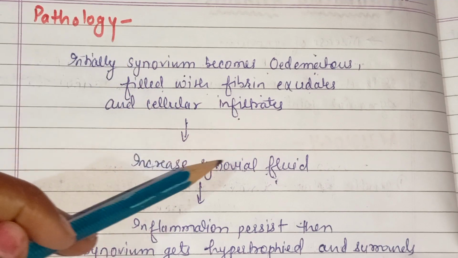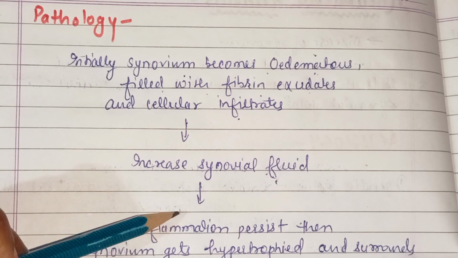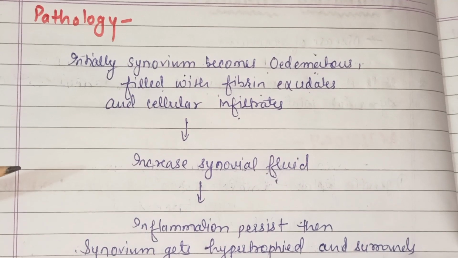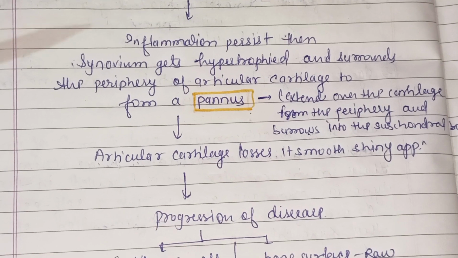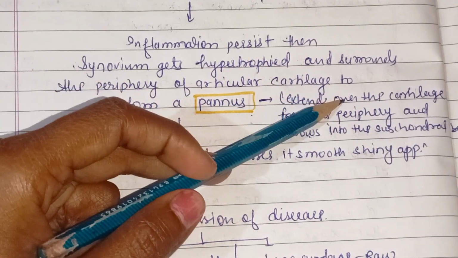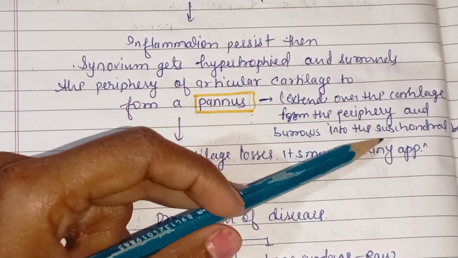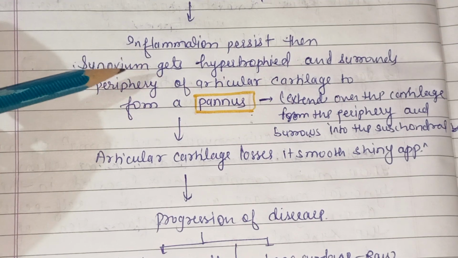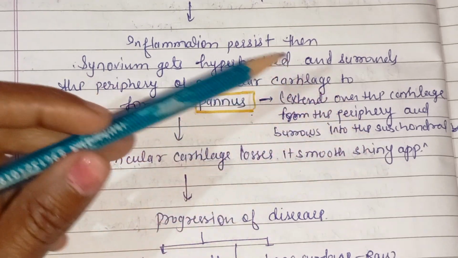This will increase the synovial fluid, and after the persistence of inflammation, the synovium gets hypertrophied and surrounds the periphery of articular cartilage to form a pannus. Pannus is defined as an extension over the cartilage from the periphery which burrows into the subchondral bone. After that the articular cartilage loses its smooth, shiny appearance.